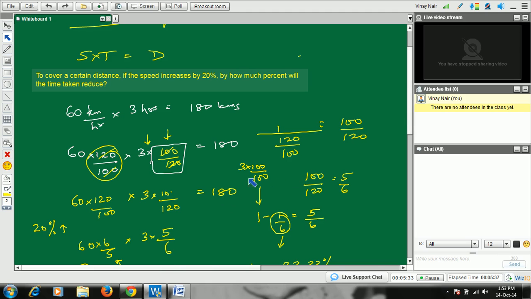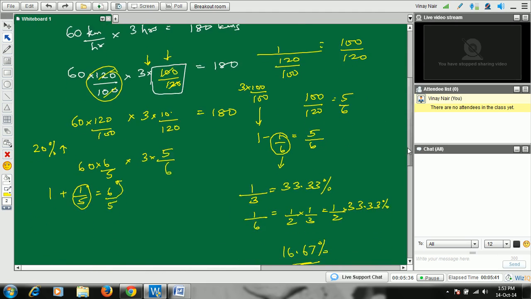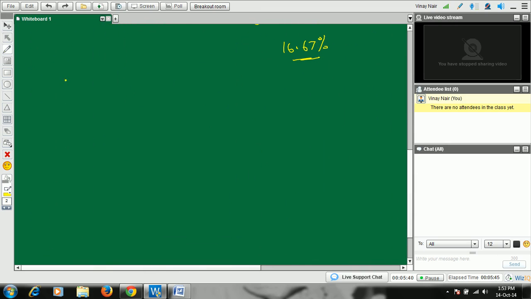Now there is a shorter way for doing this calculation. We don't have to go this far. What we need to remember is the speed multiplied by time is distance. Distance being constant, speed is increasing. So speed is increasing by 1/5 and time is decreasing by how much? So when the speed is increasing by 1/5, initially if the speed was 1, it becomes 6/5. So the speed has become 6/5 and the time has to reduce by something so that it becomes the reciprocal of 6/5, which is 5/6. So the time has to reduce by 1/6.